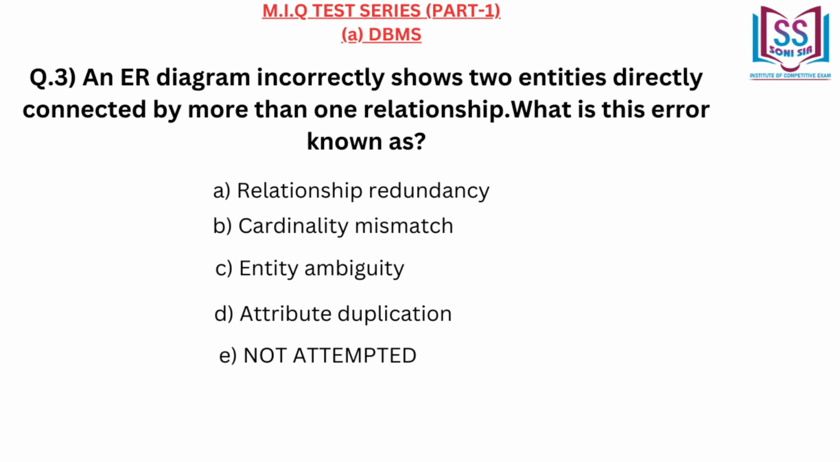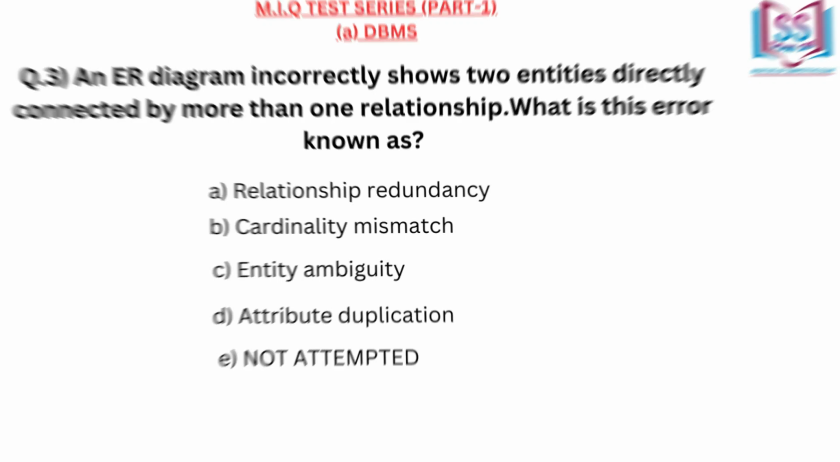An ER diagram incorrectly shows two entities directly connected by more than one relationship. What is this error known as? A. Relationship redundancy. B. Cardinality mismatch. C. Entity ambiguity. D. Attribute duplication.